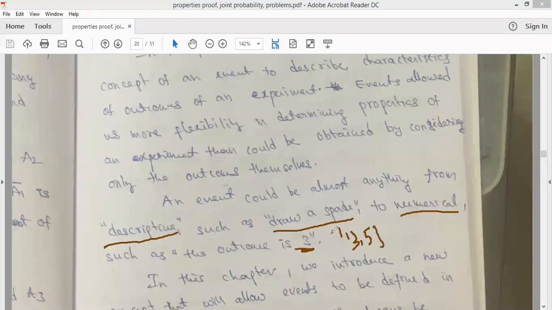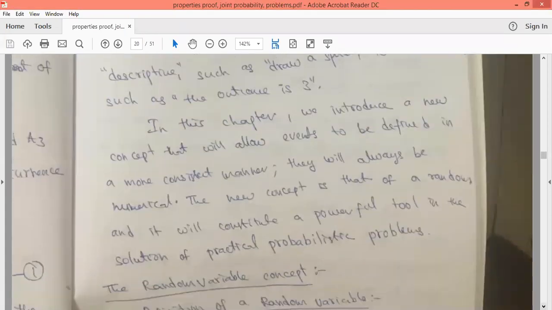So these are the two ways we can describe the event: either the descriptive method or the numerical method. This we have also discussed in the last chapter.